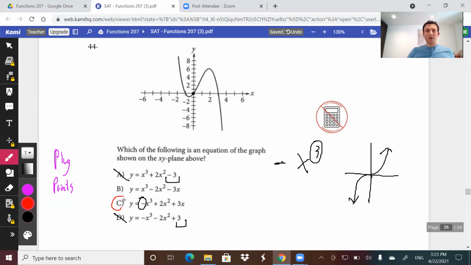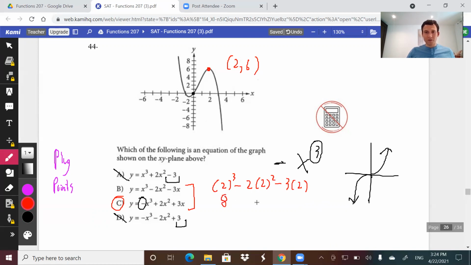What you could do, though, again, really easy to do, if you're not certain, if you're down to either B or C, is just pick a point. Really, that easy. So if we want to just pick a point, we know that if we input 2, we should be outputting about 6. So watch what happens if I try this on B. If I have 2 to the third minus 2 times 2 squared minus 3 times 2.